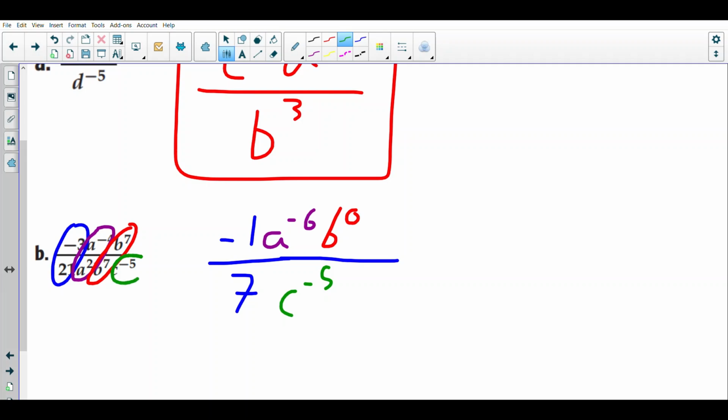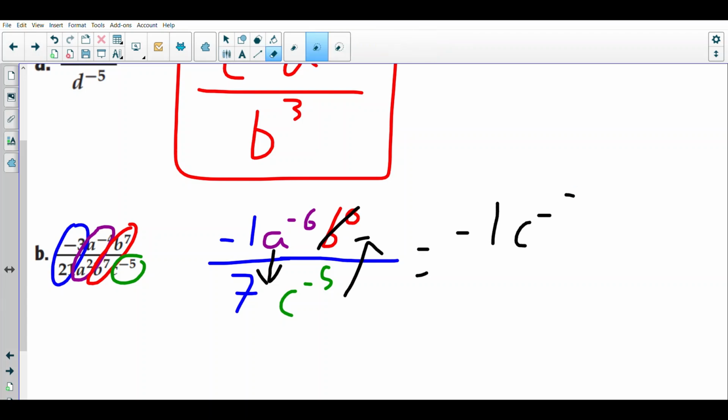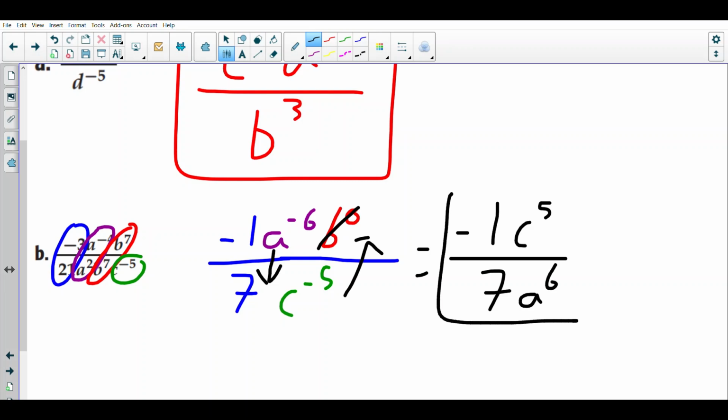Okay, so now let's apply all our properties. B to the 0, that just goes to 1, so it goes away. A to the negative 6, that's going to drop it. And c to the negative fifth is going to raise it up. So we end up with negative 1, and we have c to the positive, that negative goes away, I got ahead of myself. C to the positive fifth over 7a to the positive sixth. Notice how the negative exponents didn't change the positive or negative worth or value.